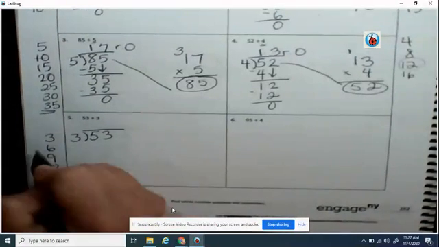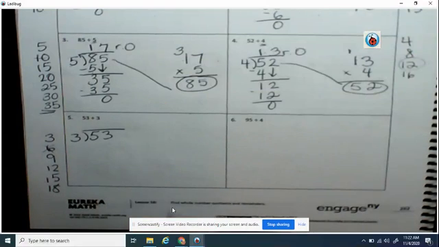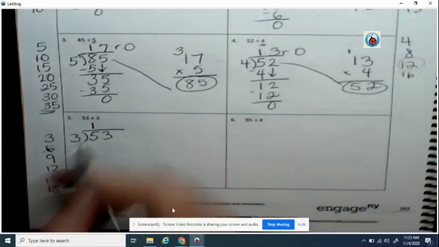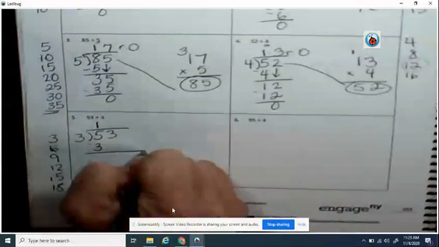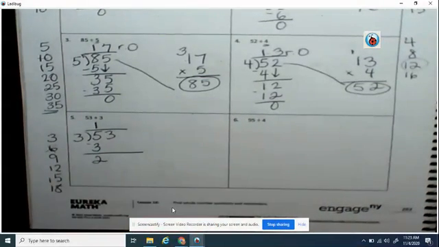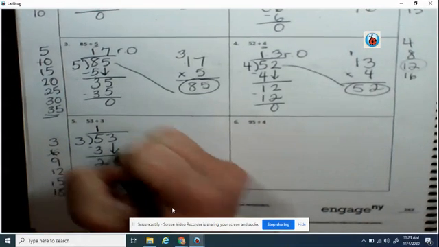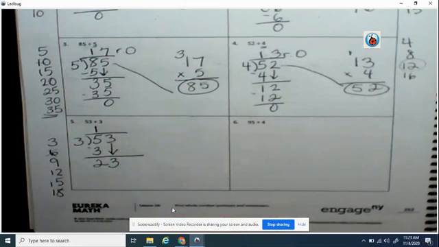Okay, so I can't get to 6, okay? So I have to just do 3 times 1. 3 times 1 is 3. So of the 5, I now have 2 remaining in my 10s place. And I need to move those 10s over and combine them with my 1s. And now I've got 23.